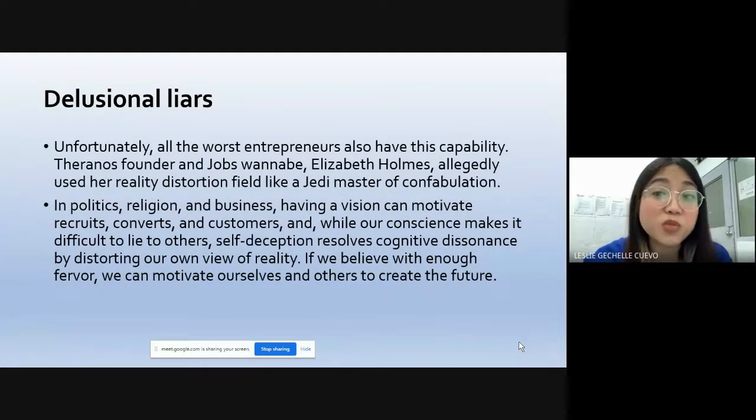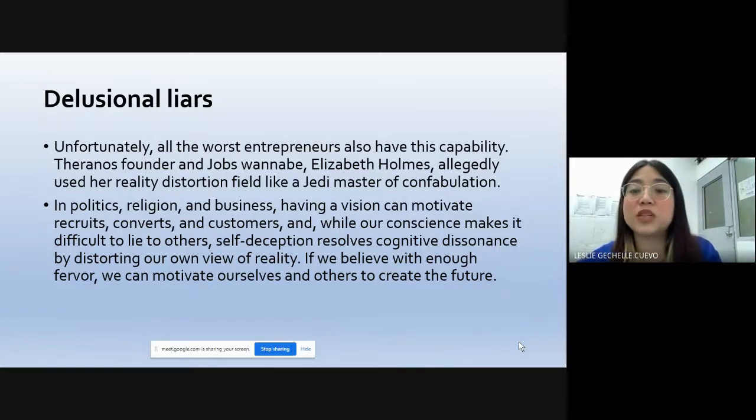Theranos founder and Jobs wannabe Elizabeth Holmes allegedly used her reality distortion field like a Jedi master of confabulation. In politics, religion, and business, having a vision can motivate recruits, converts, and customers. And while our conscience makes it difficult to lie to others, self-deception resolves cognitive dissonance by distorting our own view of reality. If we believe with enough fervor, we can motivate ourselves and others to create the future.